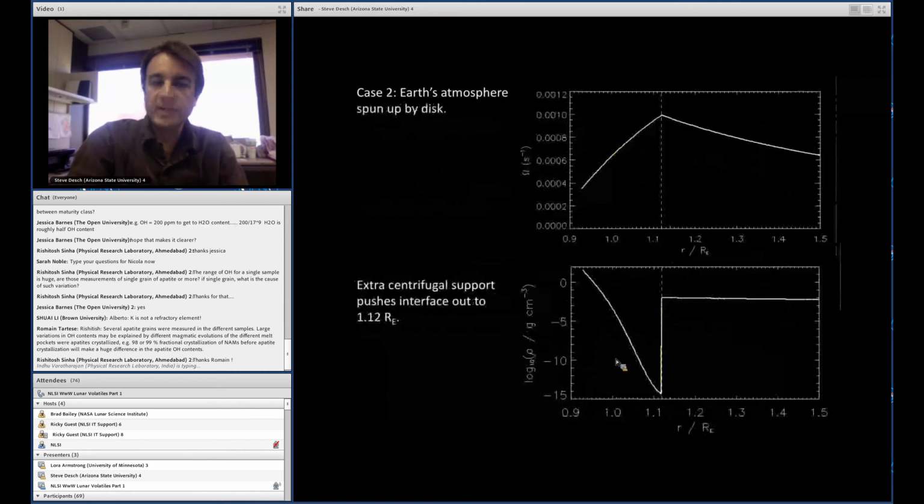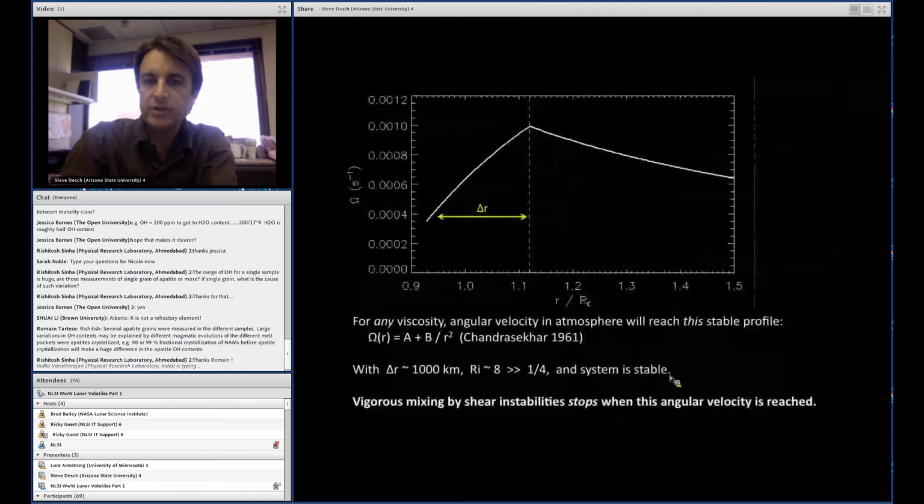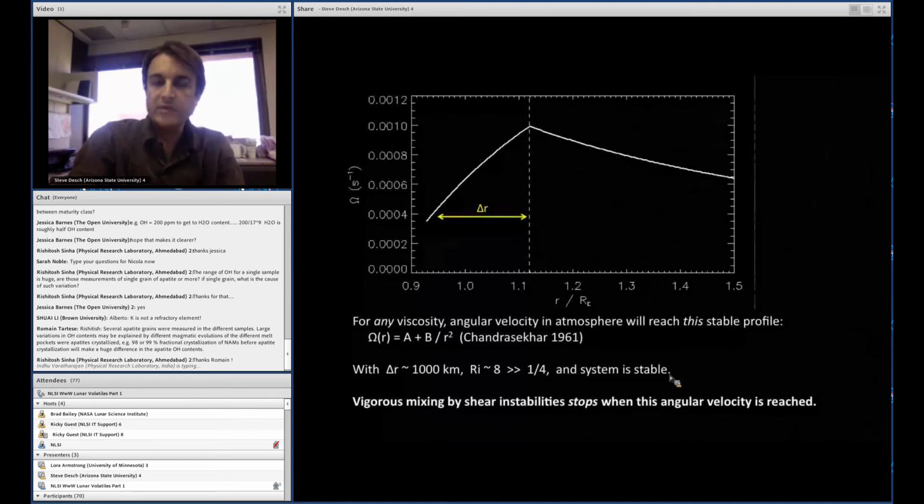When it reaches this state, by the way, the Earth's atmosphere is not that different from the state that I showed you before in terms of its temperature and its pressures, etc. It does get pushed out, though, from 1.05 Earth radii to 1.12 Earth radii. So it swells up a little, but it doesn't change the fact that it's mostly liquid material and about 2,000 Kelvin. So this says to us that you're going to have really good mixing, but it's going to eventually stop as angular momentum is mixed.